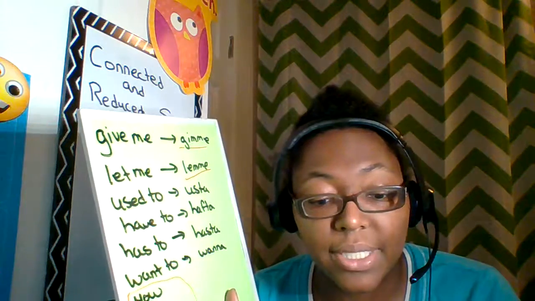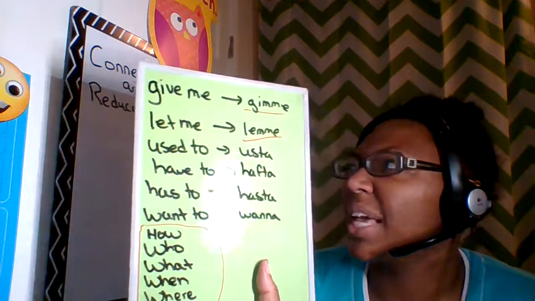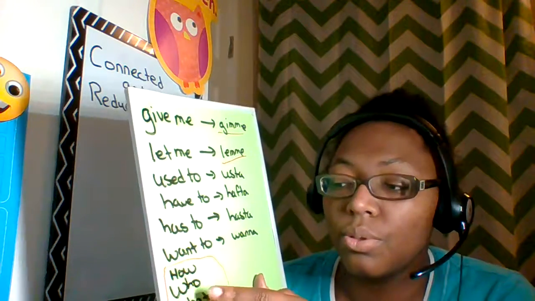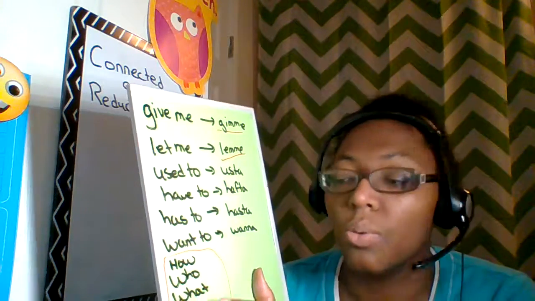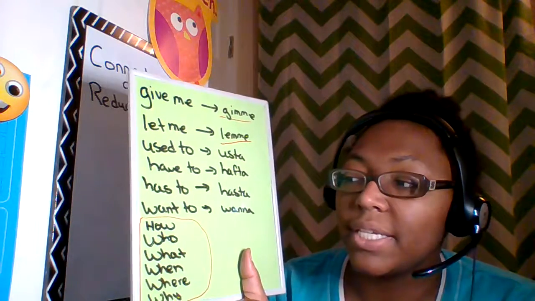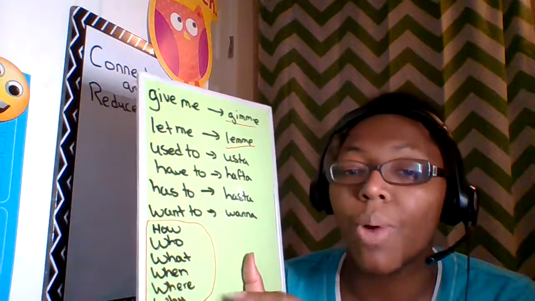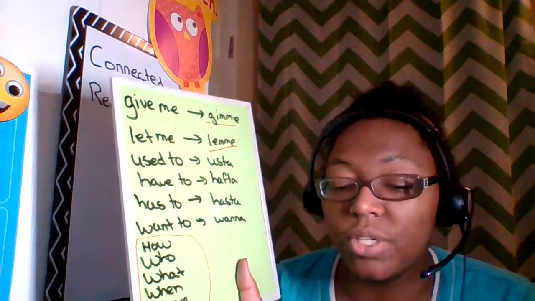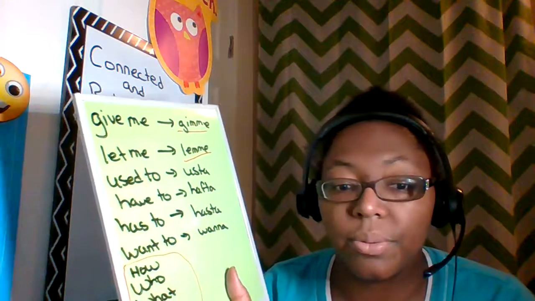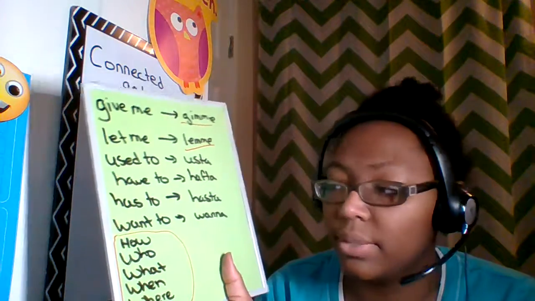So here you can see how using our question words, who, what, when, where, why, and how, the 5 W's plus the H, we're able to use some reduced speech. So the connected form would be, how did you, who did you, what did you, when did you, where did you, and why did you. Our reduced speech is how'd ya, who'd ya, what'd ya, when'd ya, where'd ya, why'd ya. And you don't have to only use it with the word you. You can also use it with I, or you can use it with he or she.